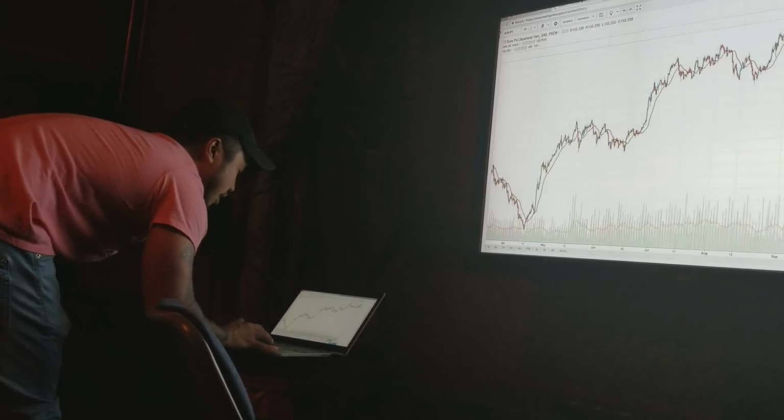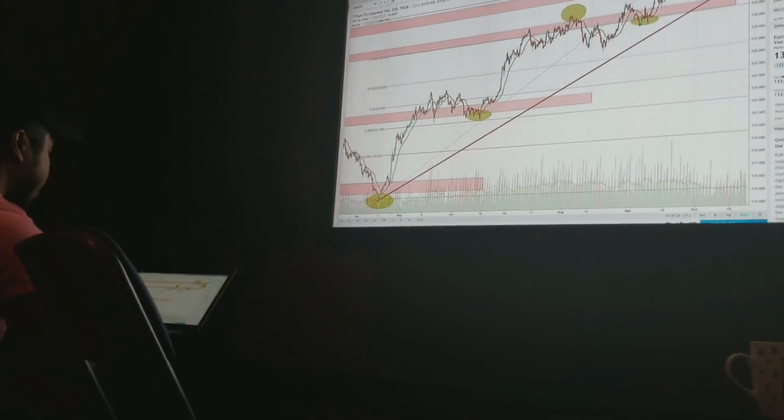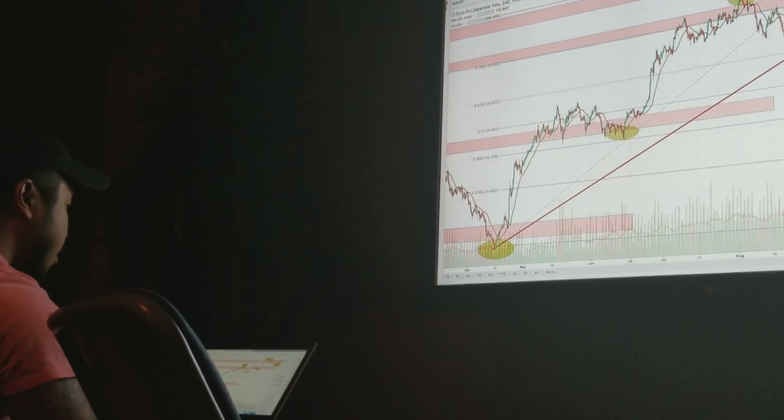Alright, so say for instance we'll go to another different currency pair, right? You gotta delete all these, hold on.